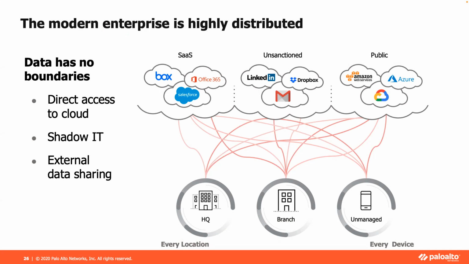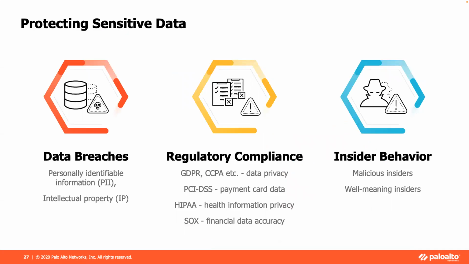So with everything moving to the cloud and nothing on site anymore, now you have to make these decisions. What is allowable and what's not allowable? And what do I want to protect and what don't I want to protect? PII, personally identifiable information, intellectual property, confidential information from my company, using sanctioned apps or even unsanctioned ones.